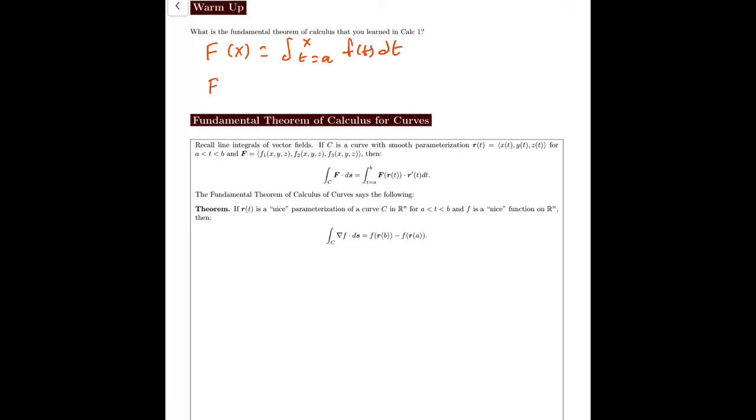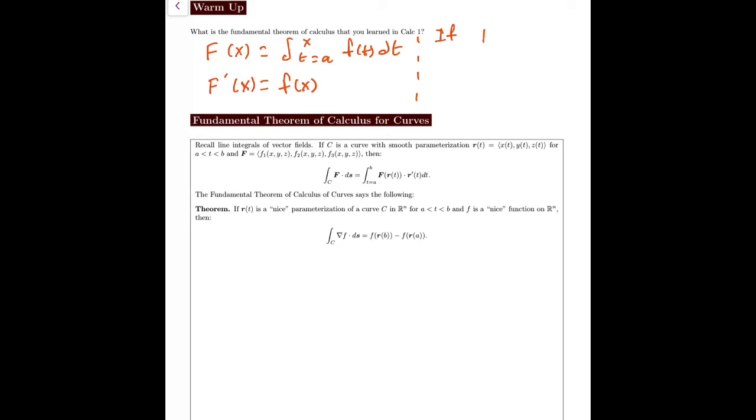Then what the fundamental theorem of calculus says is that big F prime of x is equal to little f of x. Okay, so this is one part of the fundamental theorem of calculus. The other part says the following.